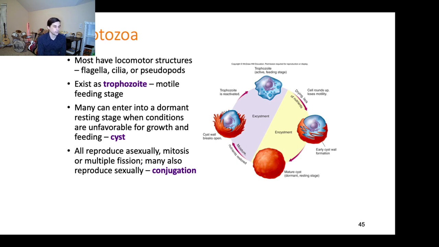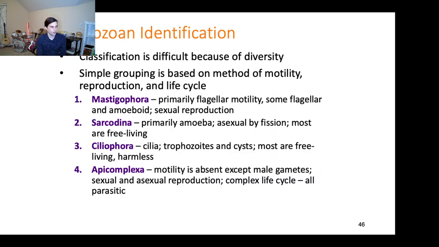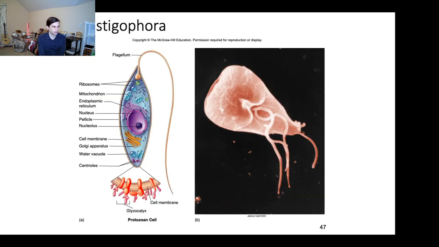They all can, but some of them can also reproduce sexually. So it's not a huge thing to classify them based on whether they can reproduce sexually or asexually. Here are the classifications of protists. It's based on how they move around, how they reproduce, either sexually, asexually, or both, and how their life cycle works. So Mastigophora, Sarcodina, Ciliophora, and Apicomplexa.